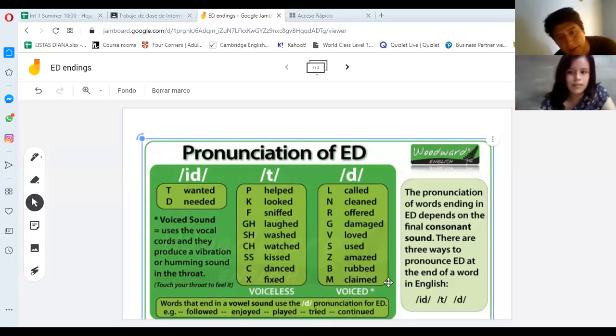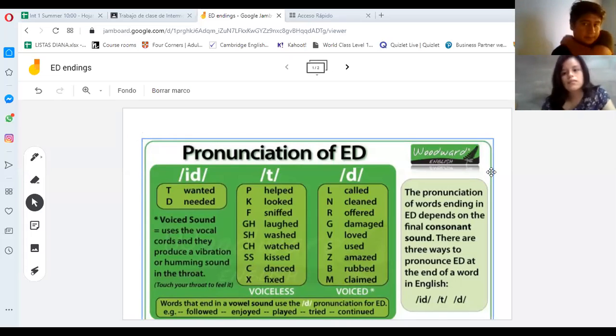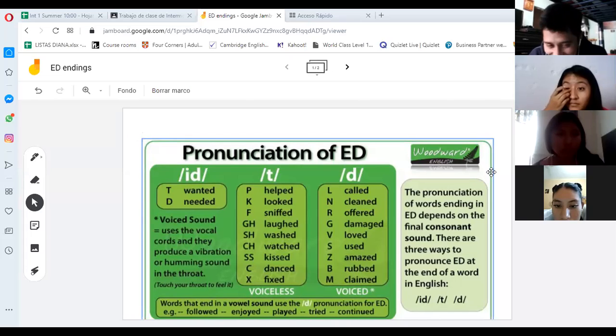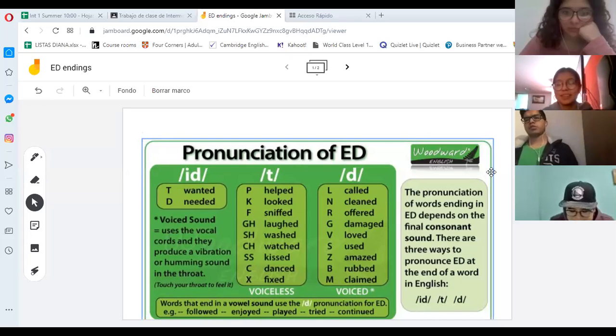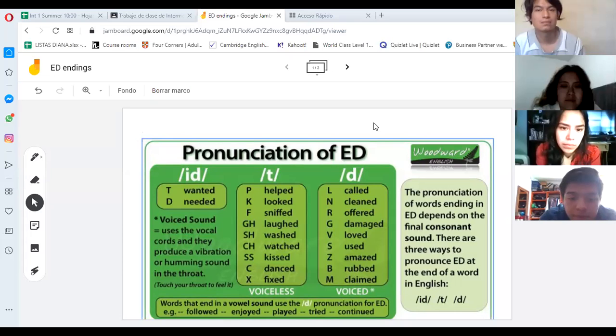Claimed. Entonces ya no quiero nada de call it, clean it, offer it. No, no, no. Nada más una D al final, por favor. Loved, used, robbed. Ahora, ¿qué pasa con las de la izquierda? Pues las de la izquierda no tienen ninguna vibración.